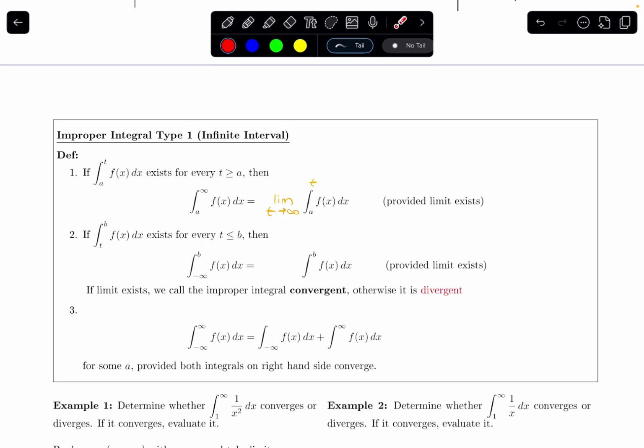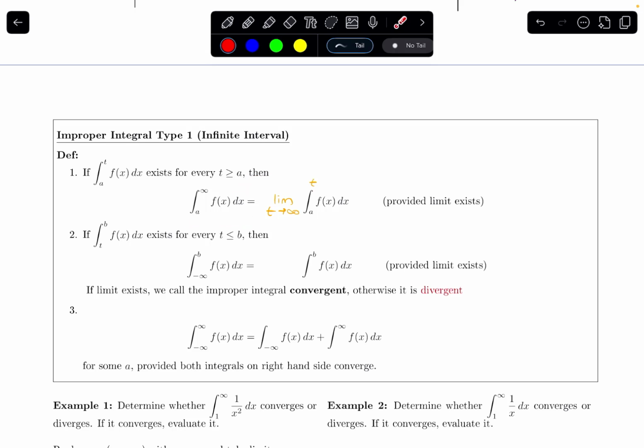So to be able to do this, I'm going to need this integral, when I plug in a and when I plug in my variable t, to exist. I'm going to need that to work out and be fine for every t value that's greater than or equal to a. So that just means I should be able to do that integral. And then I'll work out what the limit is. And if that limit exists, meaning if it's some finite number, then this improper integral equals whatever value that limit takes.